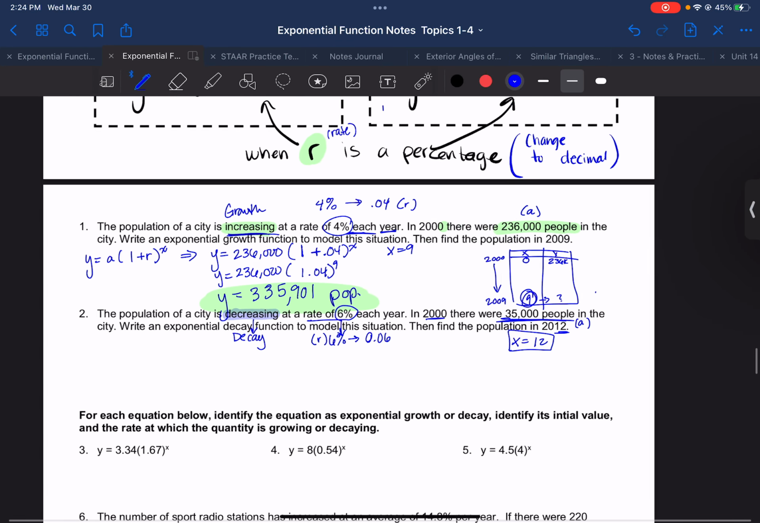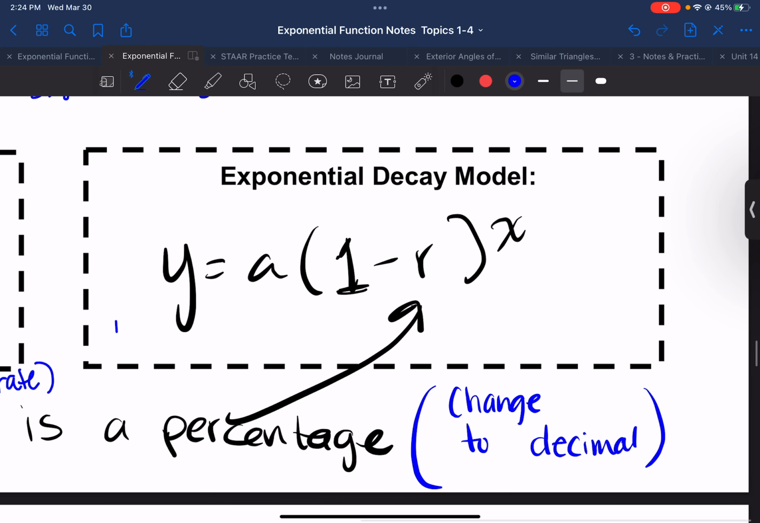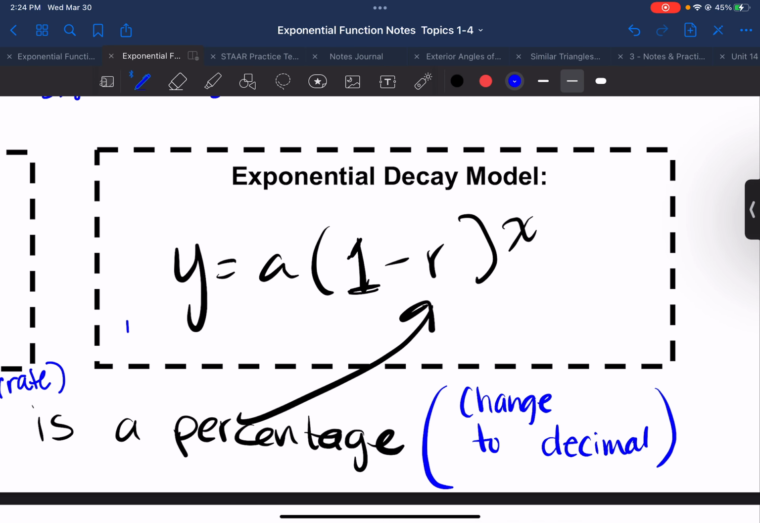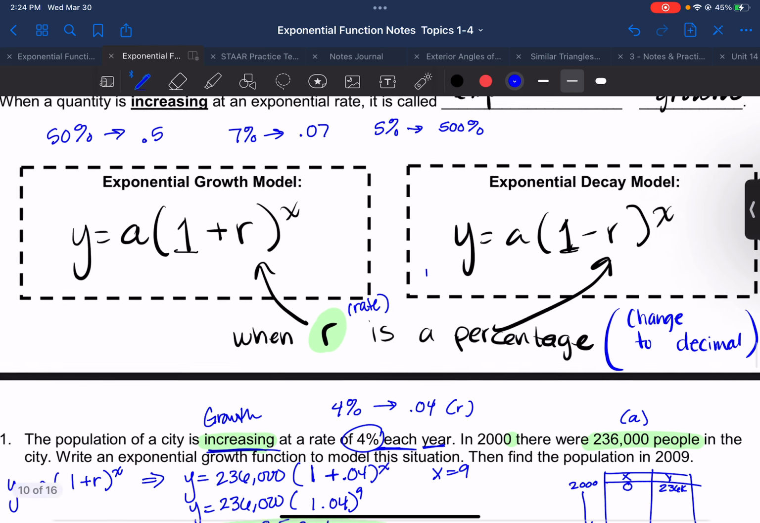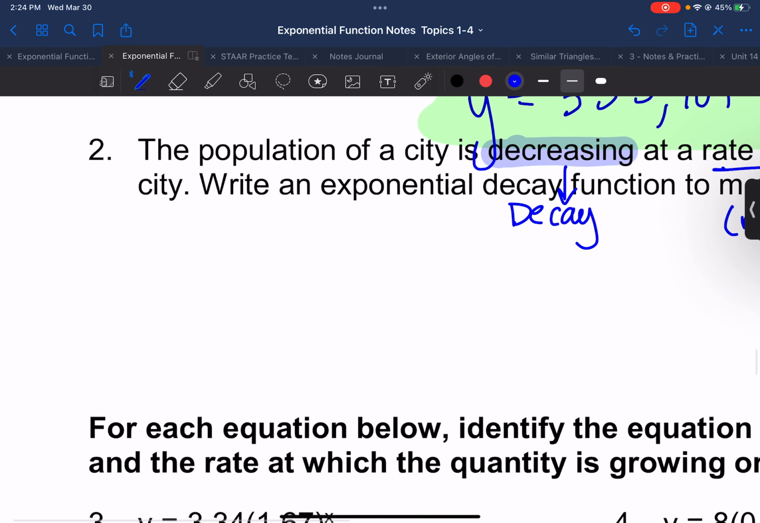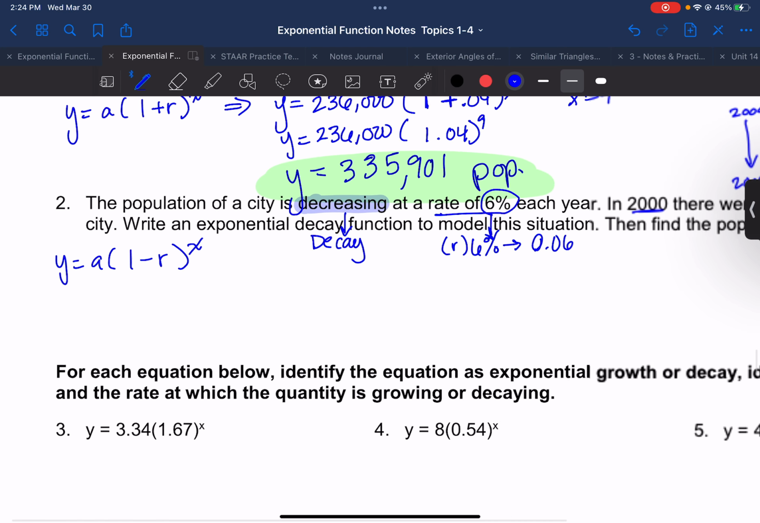All right, so let's go back up to see what the decay formula looks like. It's right here, y equals a, parentheses, 1 minus r, to the power of x. Let's go back up here. y equals a times 1 minus r to the power of x. Let's rewrite that with the information we've been given.